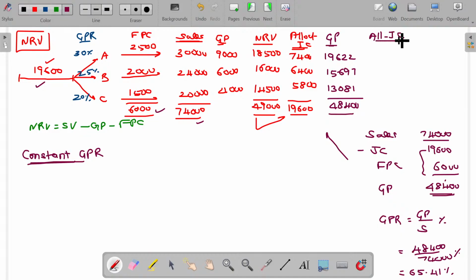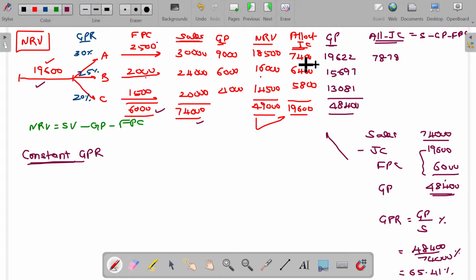This allocated joint cost under the constant GP based NRV model is nothing but NRV only: sales minus GP minus further process cost. That is called allocated joint cost. You don't need to further allocate. Using the constant GPR, find out the GP, subtract that, and further process cost also from the sales. The balance value will be the allocated joint cost by default. 30,000 minus 2,500 minus 19,622. This value being 7,878.